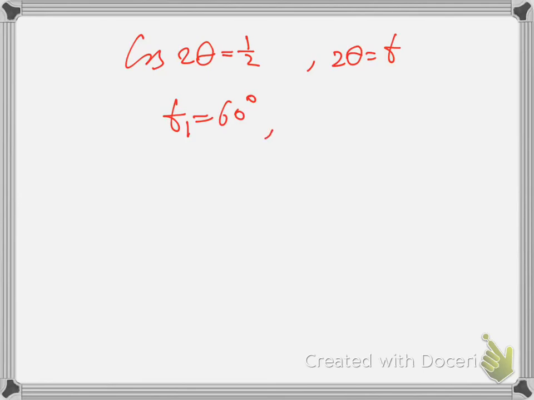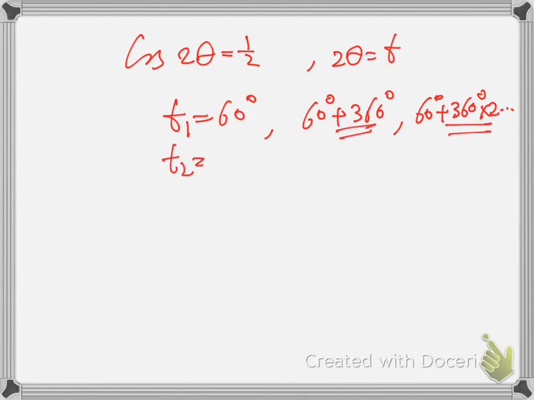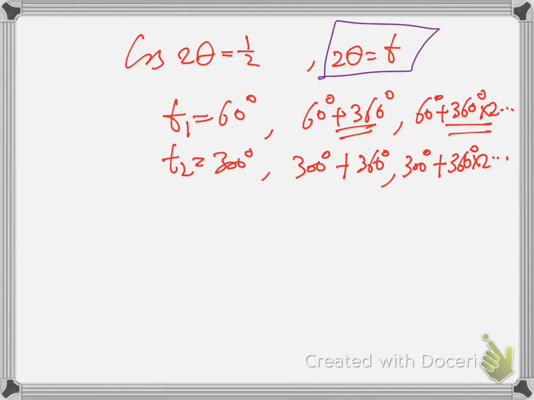Okay, and then it also could be 60 plus 360, and 60 plus 360 times 2, and continue. T2 is, because they are the 4 rotations, they have the same terminal side, right? T2 is 300, and we can have 300 plus 360, a rotation. And then we can have 300 plus 360 times 2. So now what's the corresponding theta? So theta is t divided by 2, right?